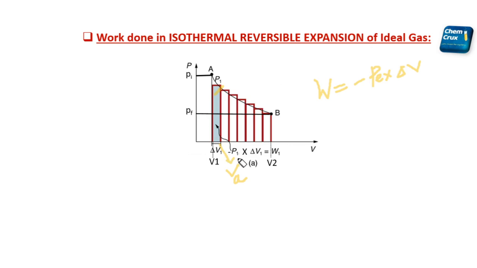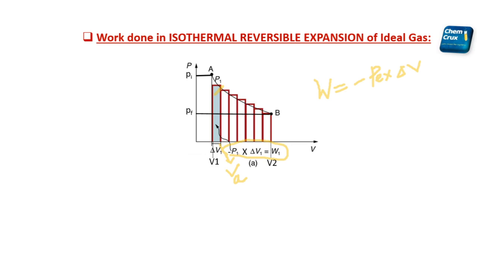So for the first step, work done will be W1 equals minus P1 into delta V1, where P1 is the final pressure against which the volume change has occurred and delta V1 is the change in volume for the first step, right?